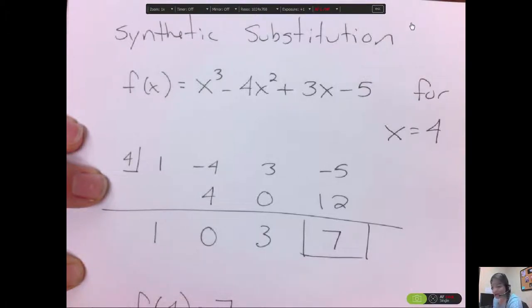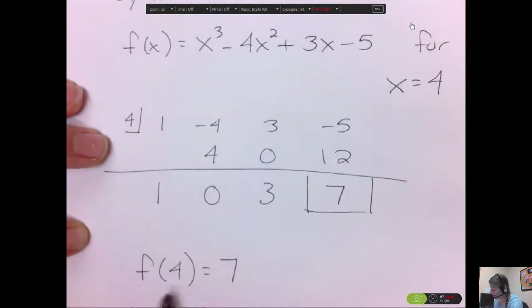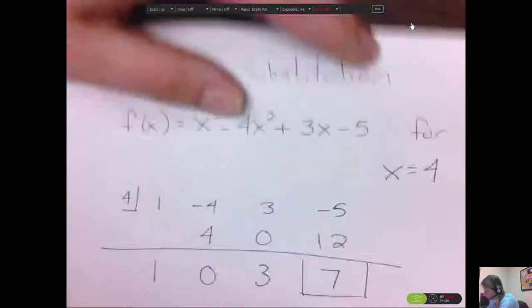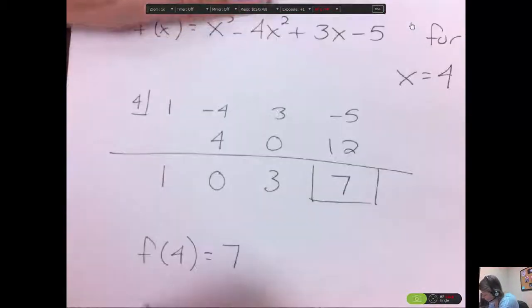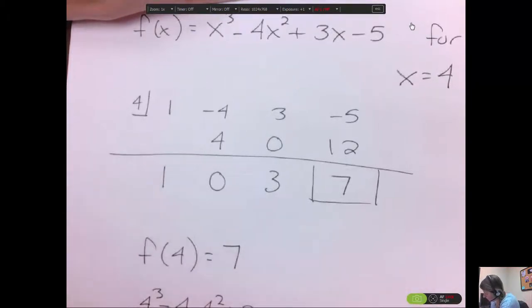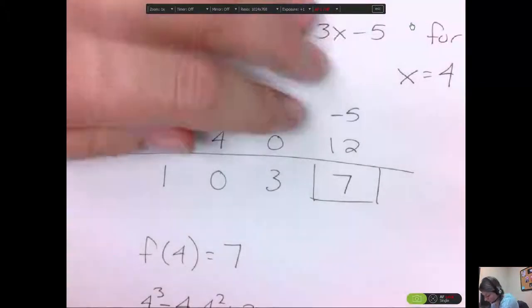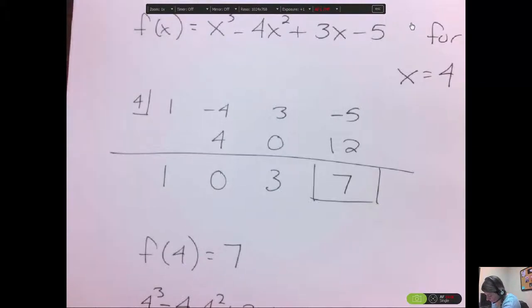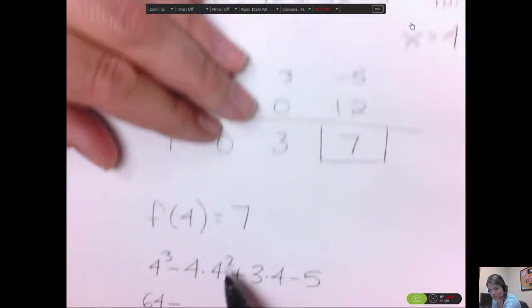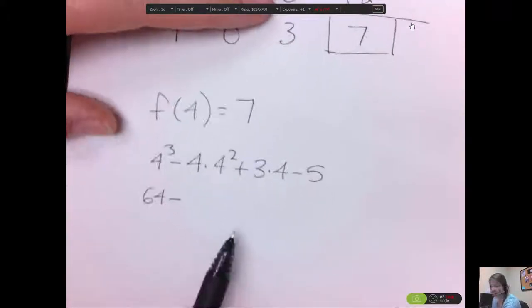Input, output, domain, range, right? So when you put in 4 for x, you get 7 for y. Let's check that. Let's put the 4 in. So if we went and put it back into our original formula right here, put the 4 in, I'd have 4 to the third minus 4 times 4 squared plus 3 times 4 minus 5. 4 to the third is 64. So we have 64 minus, you got to start with the square on this next term here. Sorry, it's off the screen.